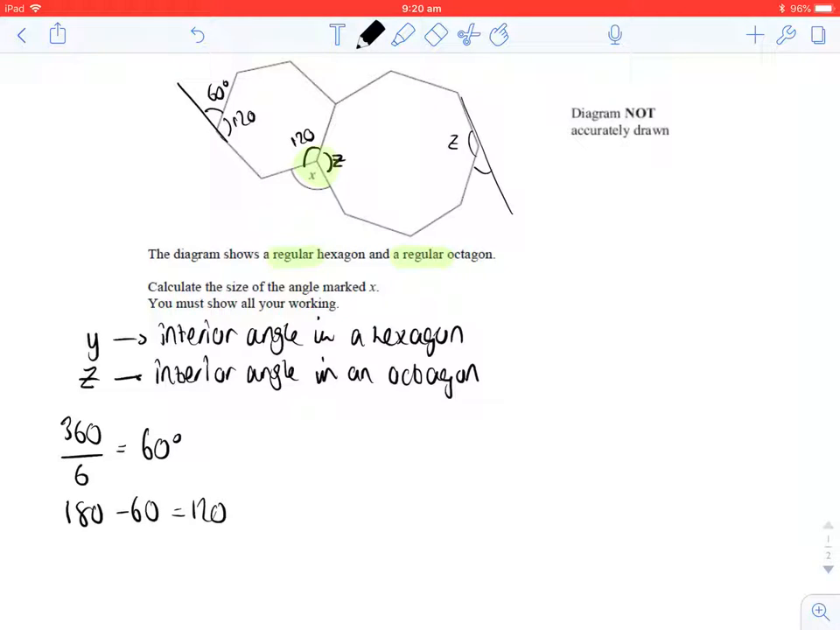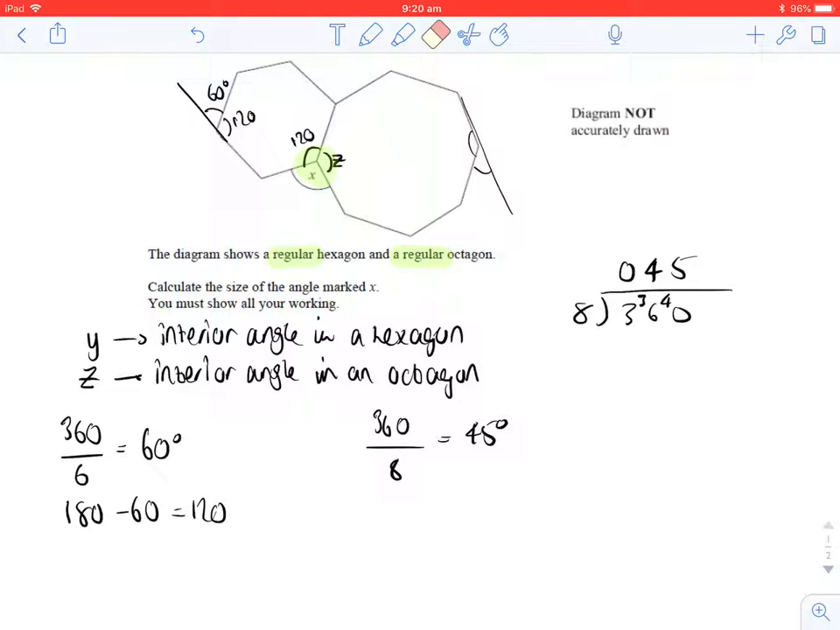Now looking at finding Z, we do 360 divided by 8. So if we needed to, we could use the bus stop method here. 8, 360. 8 into 3 is 0. We haven't used anything at all, so the 3 carries over. 8 into 36 goes 4 times to make 32 with 4 left over. And 8 into 40 goes 5 times. So 360 divided by 8 is 45 degrees.